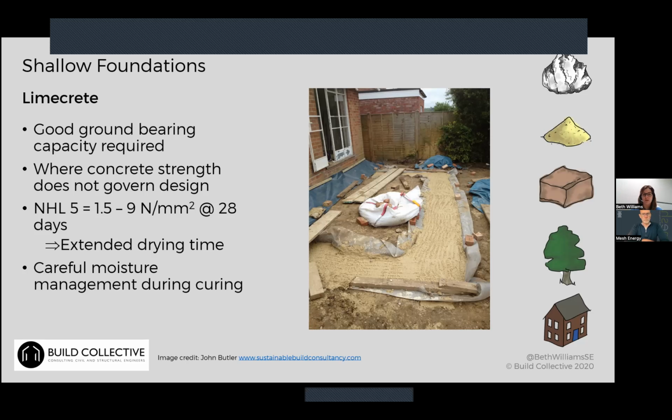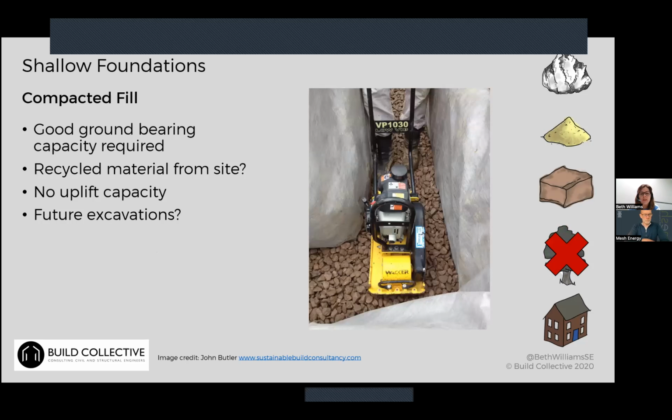So it's just something to think about. It's not that it's a no-go, but it's those considerations that you would want to make if you're thinking about using it. And then similarly, something that some people use in conjunction with limecrete is compacted gravel fill. Again, you want a good ground bearing capacity. You might be able to use recycled materials from site. If it's a gravel site, you would want to be using something that was graded to the MOT highways spec, which does include site materials, but it depends on what those existing materials are.